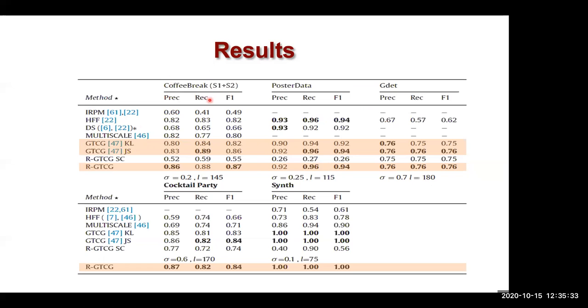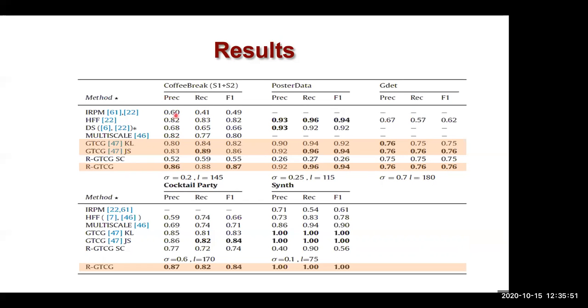Here you can see different benchmark data sets that are publicly available. One refers to a coffee break at a conference. Another one refers to images in a poster session, again at the conference. These are images taken at a cocktail party. These are synthetic images. And this one, I don't remember exactly what it is, but this is another benchmark data set.